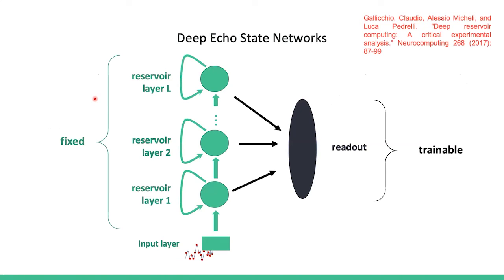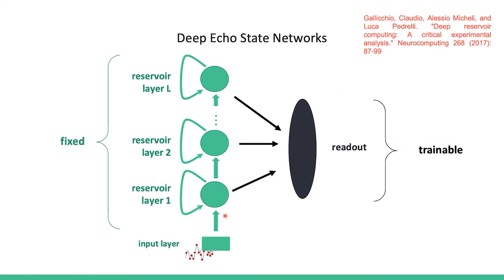We introduced a few years ago a model called the deep echo state network, in which in practice we have not just a single recurrent hidden layer that is fixed after initialization, but a pipeline of untrained recurrent hidden layers, that is, untrained reservoir layers.